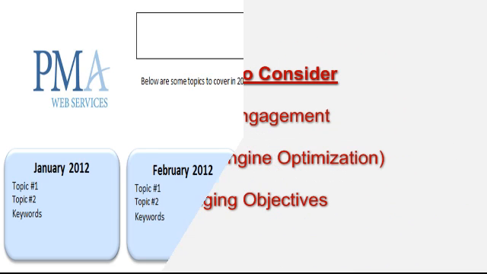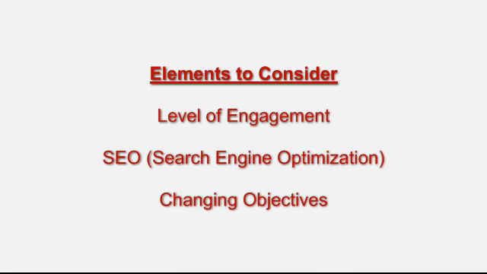Alright, so first let's talk about some elements to consider when you're getting ready to start your calendar. The first thing would be the level of engagement. Who's going to be doing the engagement? Is that going to be you or somebody in the business, or have you hired an outside consultant or specialist? And overall, how active are you guys going to be? How many times a week? How many times a day? How many times a month? All of that needs to be considered before you start it.